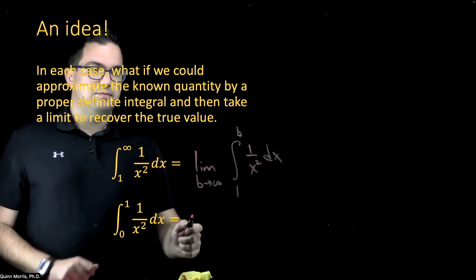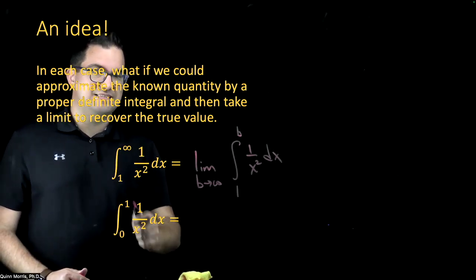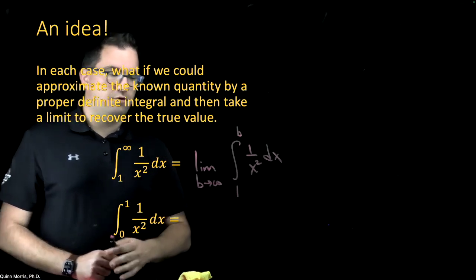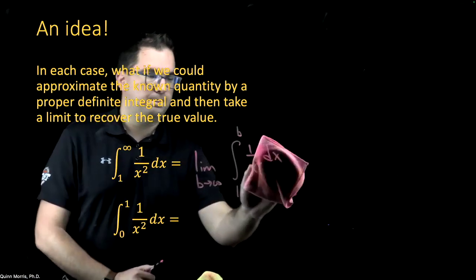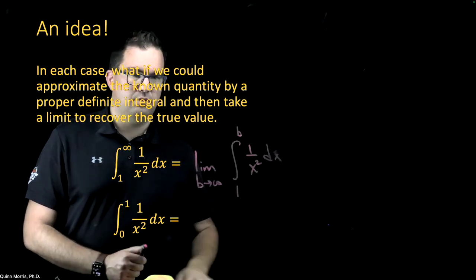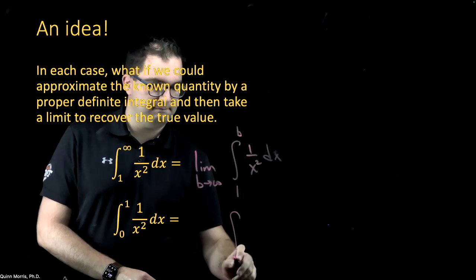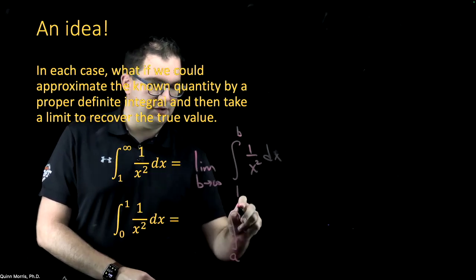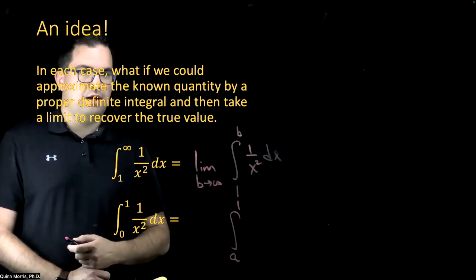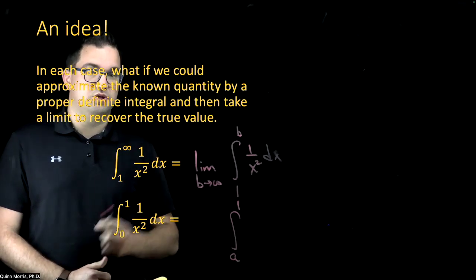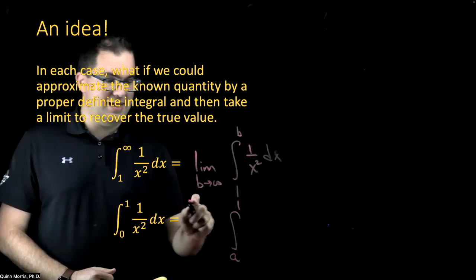Okay. Similarly, down here, I have an issue at 0. So what if I replaced 0 with an a? So what if I took an integral from a to 1? And now what I want is for a to be some value which is bigger than 0, but then I want to let all my a's go to 0.